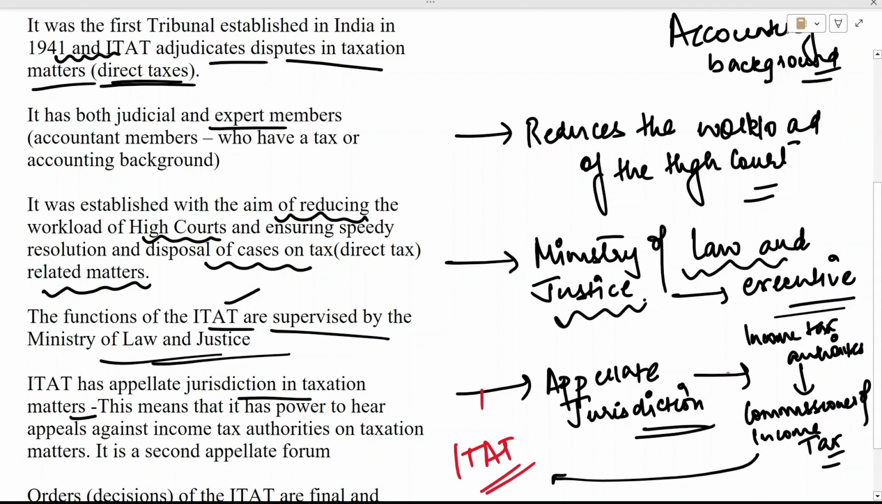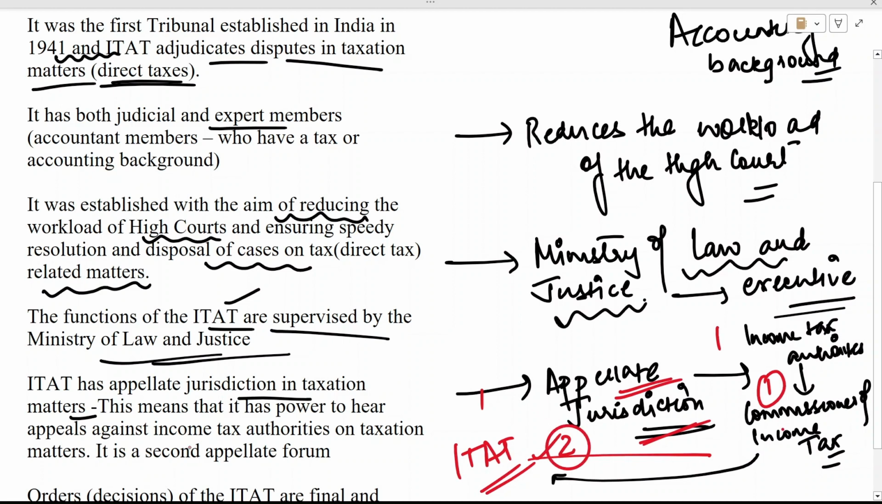If there is an income tax related matter, then I don't directly go to the ITAT. It is an appellate jurisdiction. Appellate comes from the word appeal. So the matter goes to the ITAT on appeal. From the income tax authorities, my first appeal is to the Commissioner of Income Tax. From the Commissioner of Income Tax, my second appeal is to the ITAT.